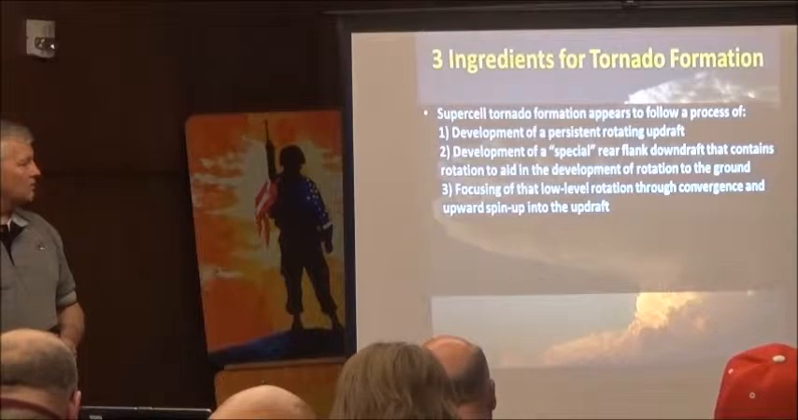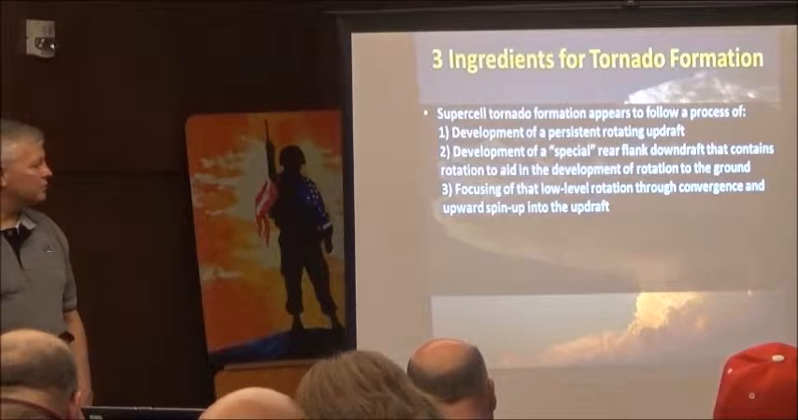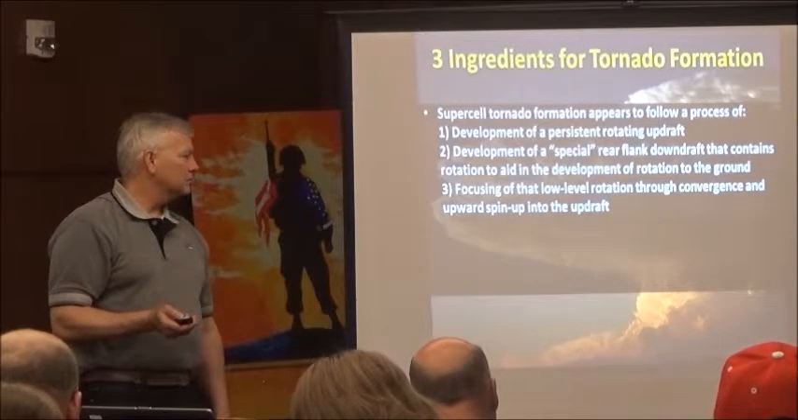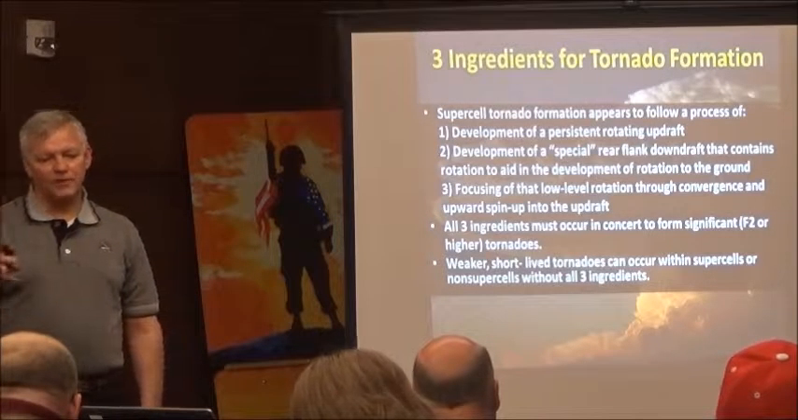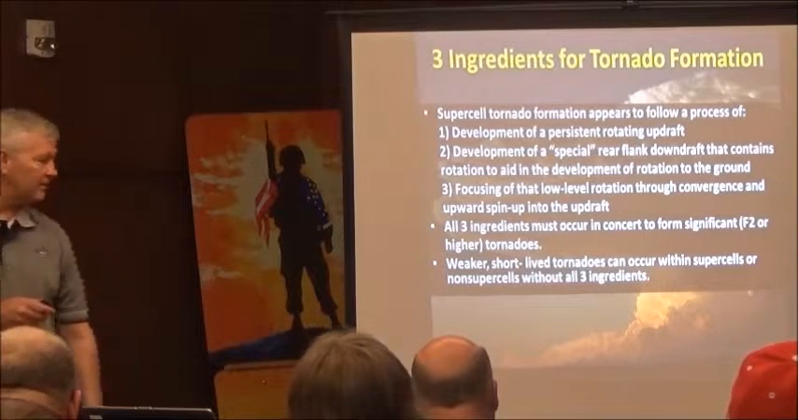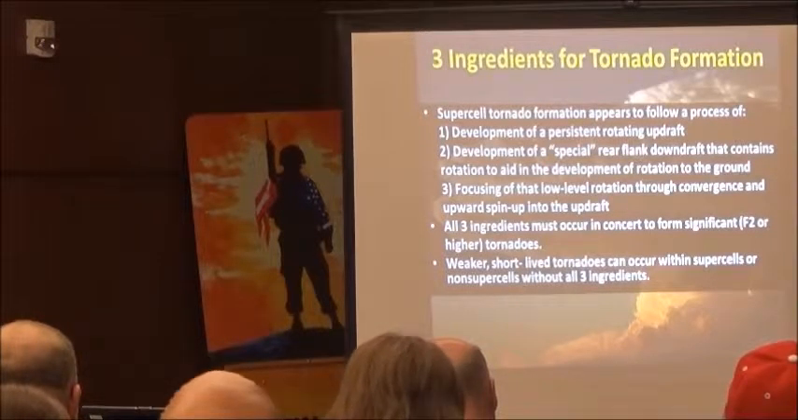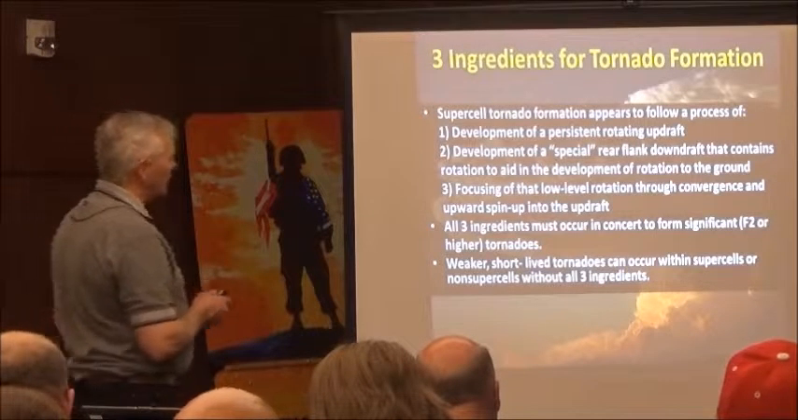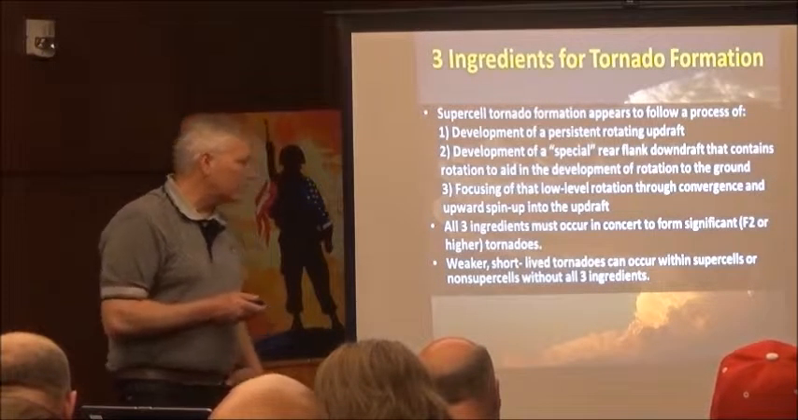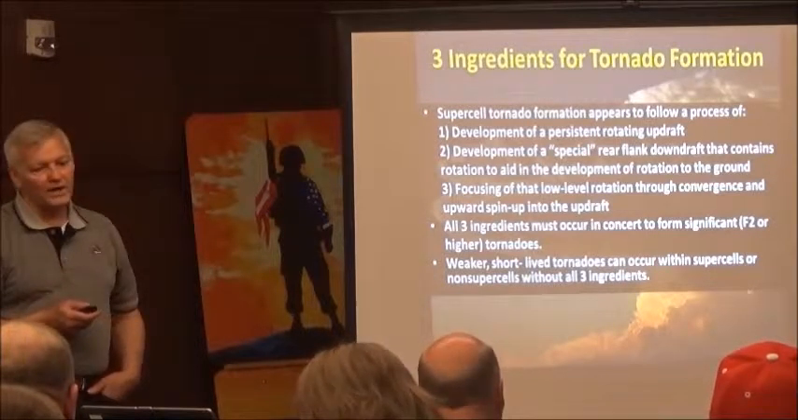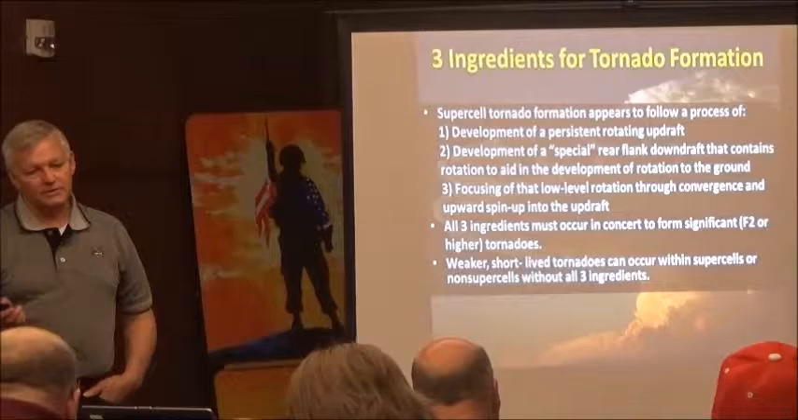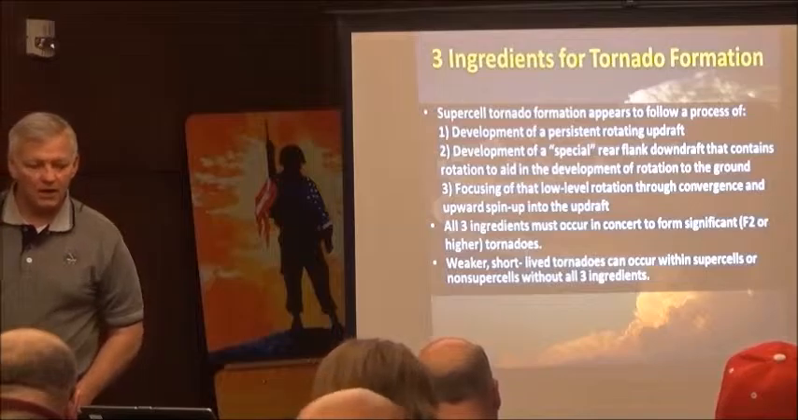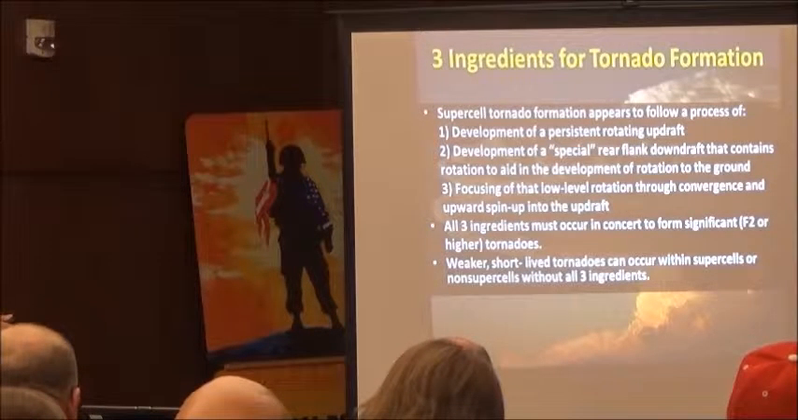And then thirdly, is focusing on that low-level rotation through convergence and upward spin up into the updraft. And that's the diagram, the first video after the break, and before that I talked about, that's what that was all about. But all three ingredients must occur in concert to form significant F2 or higher tornadoes. Weak or short-lived tornadoes can occur within supercells or non-supercells without all three ingredients. But again, for the supercells, especially to produce the F2 or higher tornadoes, you've got to have all three of those things in place for that to happen.